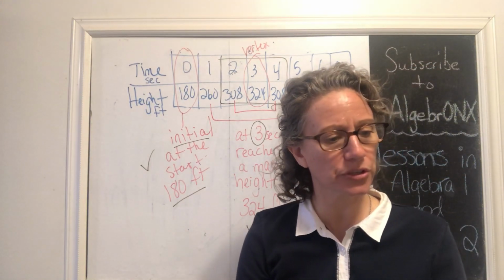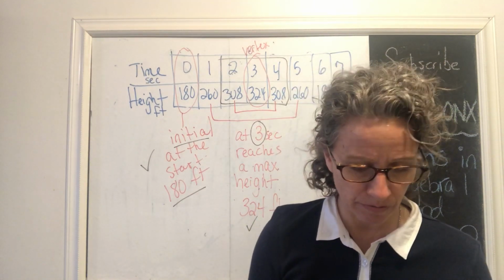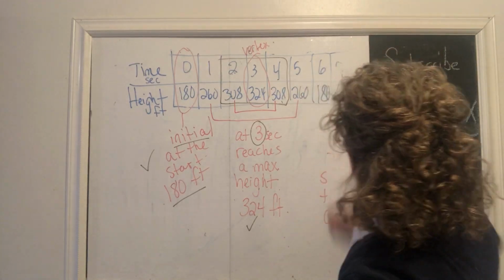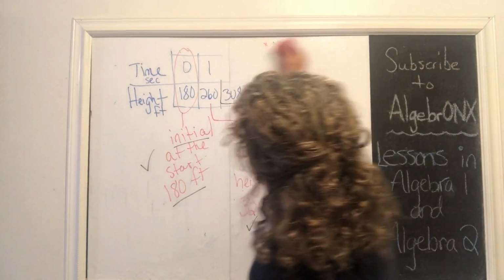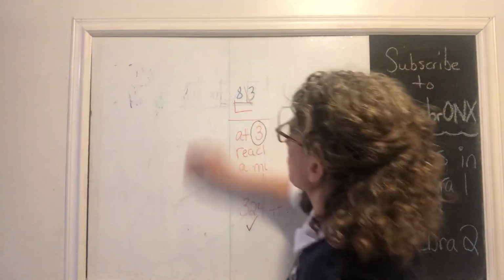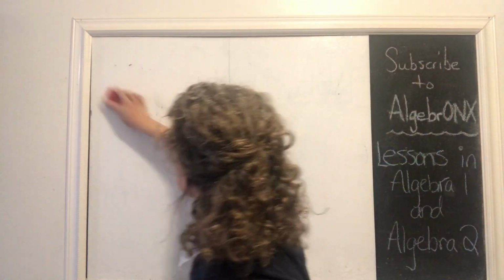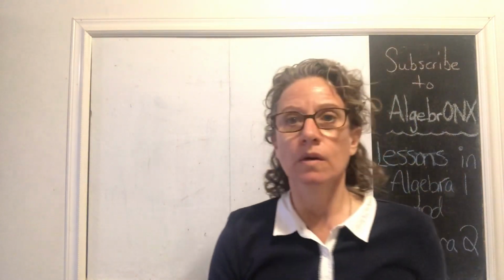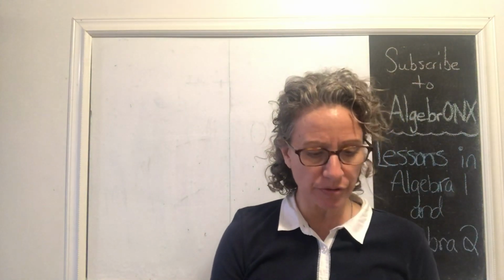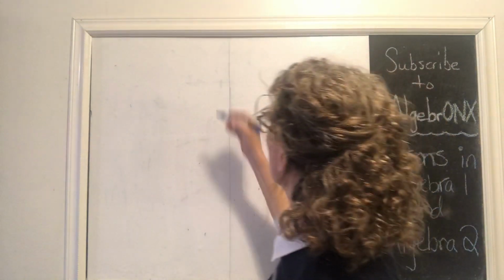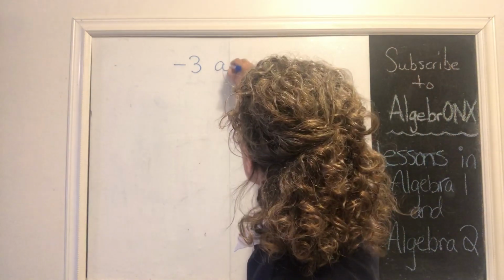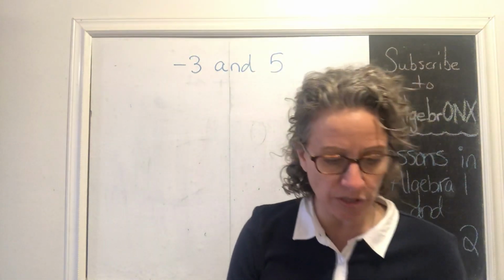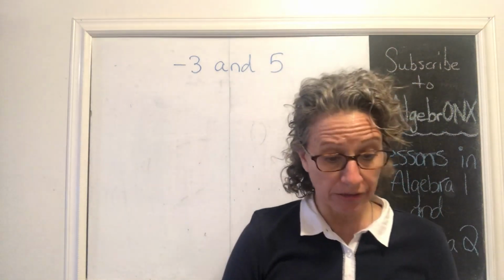Okay, last one I'm going to do has to do with if you're given the zeros of a function. So in the next problem, the problem gives the zeros of the quadratic function. So it says that if the zeros of a quadratic function are -3 and 5, it wants to know then the equation of the axis of symmetry and justify your answer.